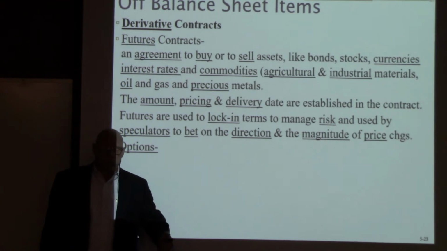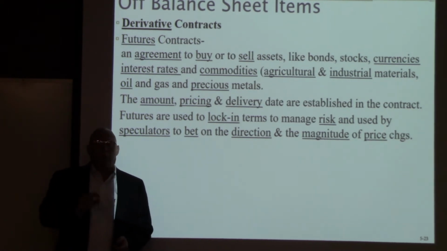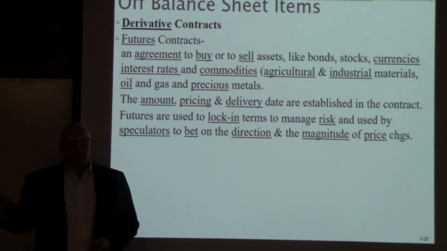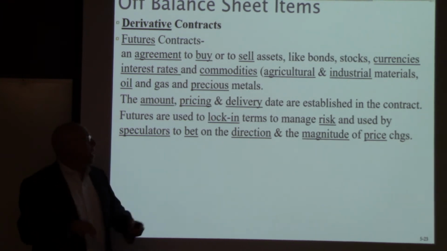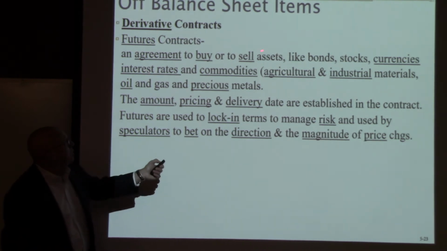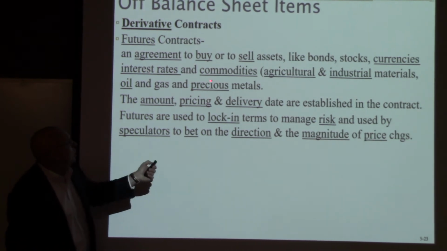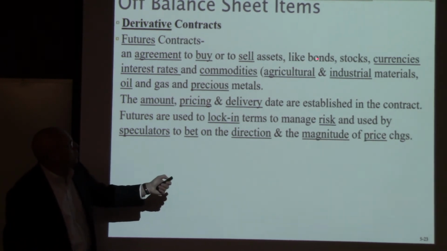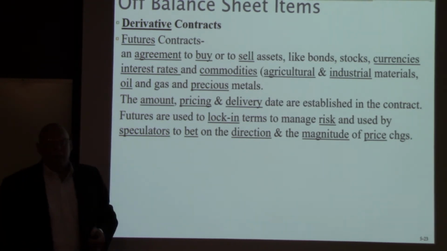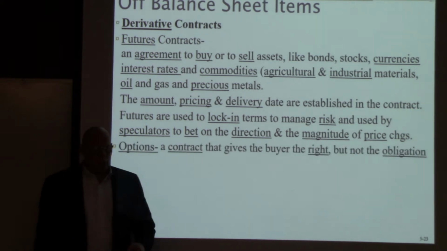Then we have options, another type of derivative, and the word derivative means that the value of the contract is derived from the value or price of another asset, the other asset being these things here. So the value of the contract is tied to the value of the bonds, stocks, currencies, interest rates, or commodities that the contract covers.